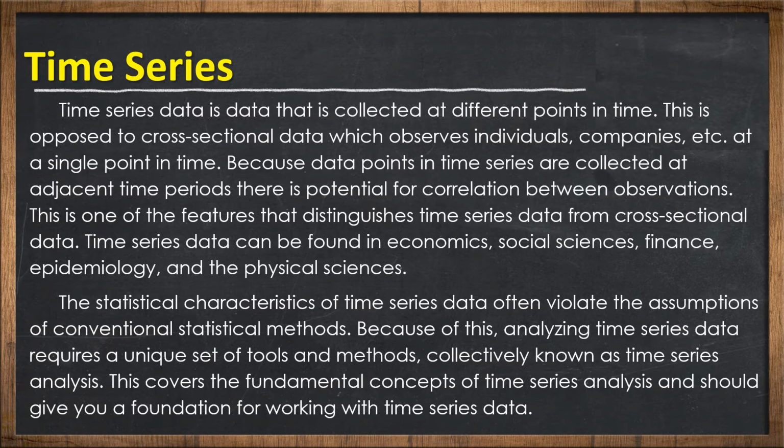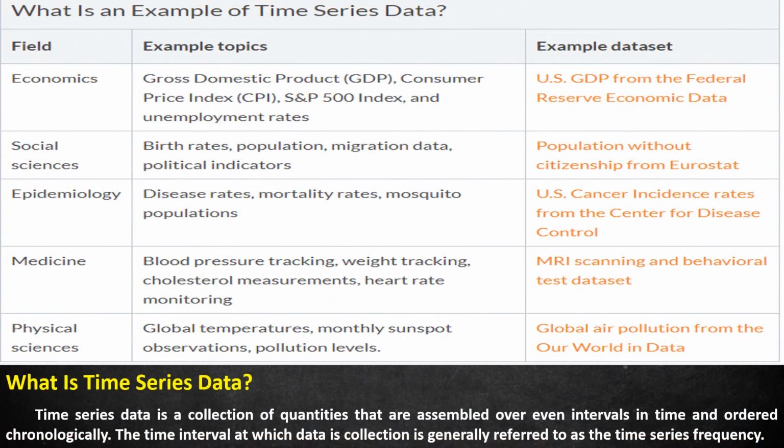So, what is an example of time series data? So, as what we have here, economics, social science, epidemiology, medicine, and physical sciences. So, time series data is a collection of quantities that are assembled over even intervals in time in order chronologically. The time interval at which data is collected is generally referred to as the time series frequency.